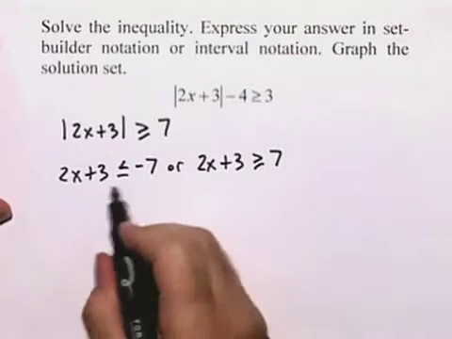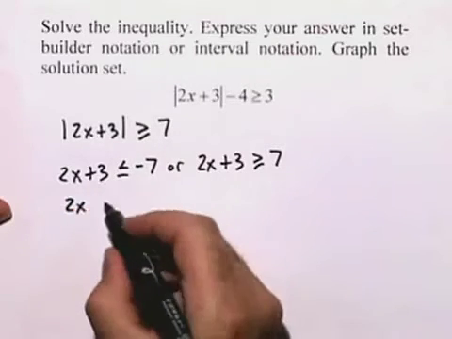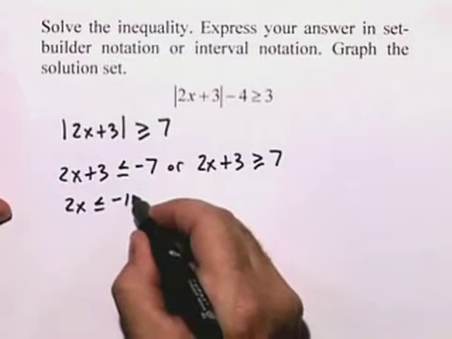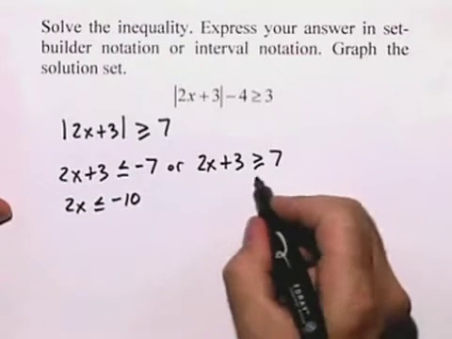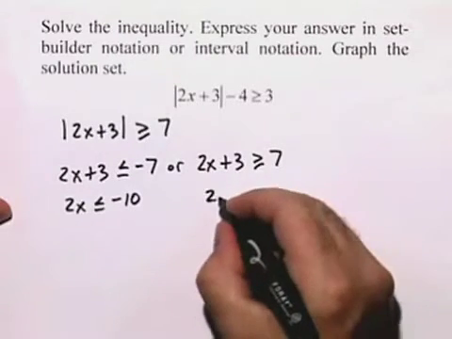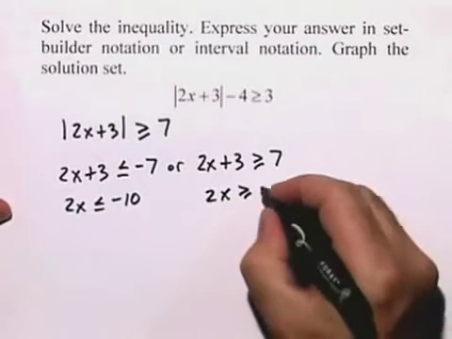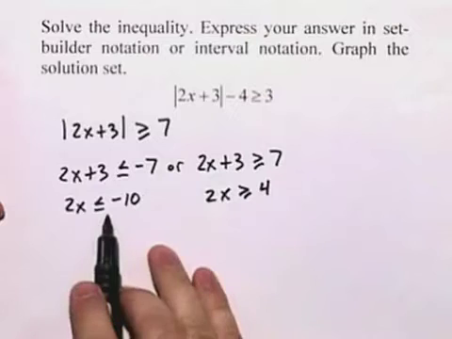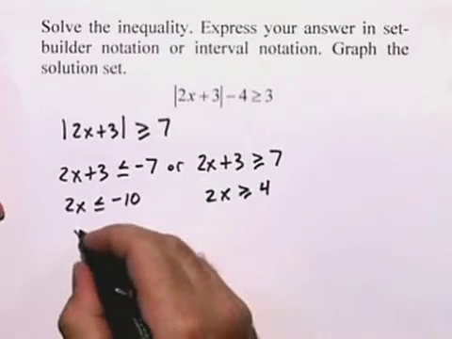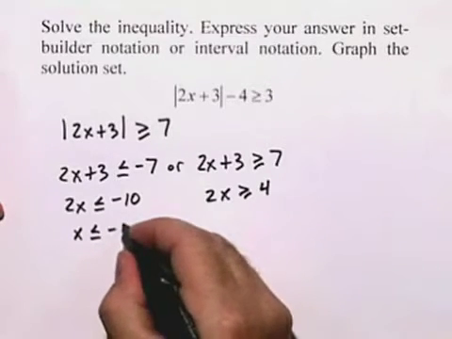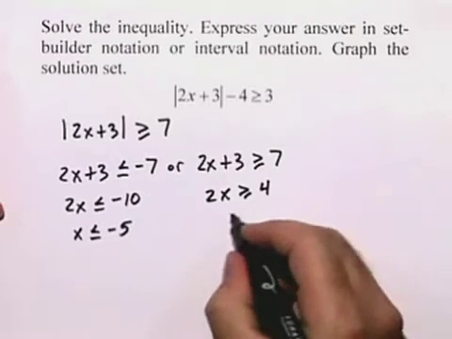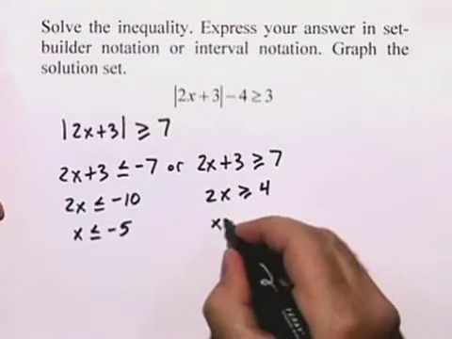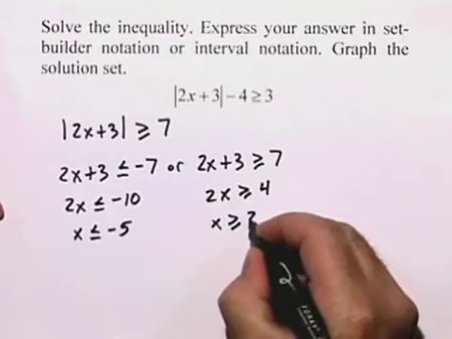We'll subtract 3 from both sides to get 2x is less than or equal to negative 10. Same thing here. We'll subtract 3 from both sides. We'll get 2x is greater than or equal to positive 4. Divide both sides of the inequality by 2. That gives us x is less than or equal to negative 5. And if we divide both sides of this inequality by 2, we'll get x is greater than or equal to 2.